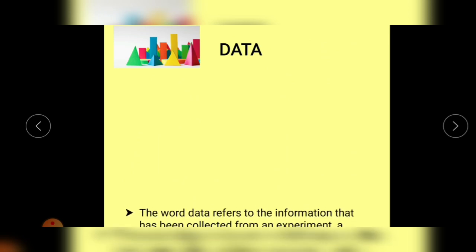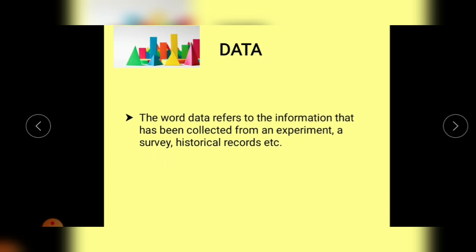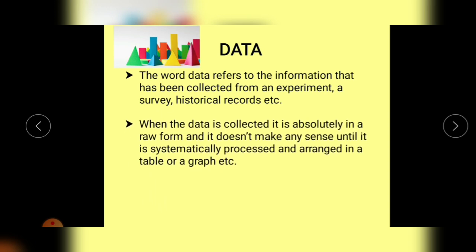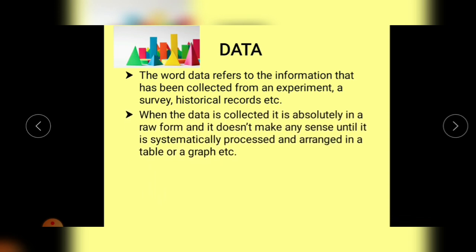Now, as we proceed, it is very important for you to understand what the word data is. The word data is the plural of the word datum. It refers to the information that has been collected from an experiment, a survey, historical records, etc. When data is collected, it is absolutely in a raw form and doesn't make any sense until it is systematically processed and arranged in a table or a graph.